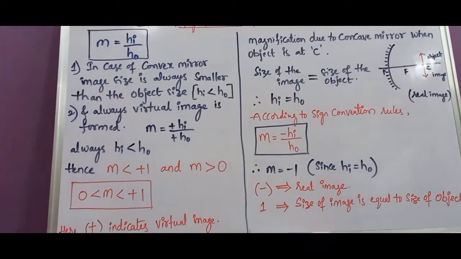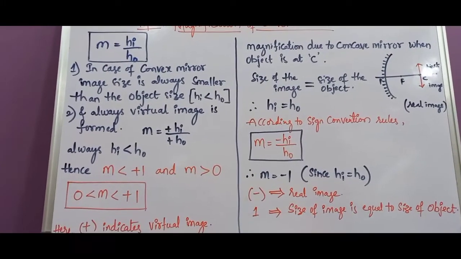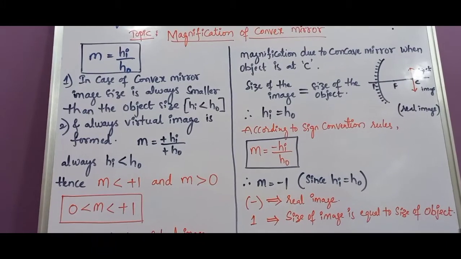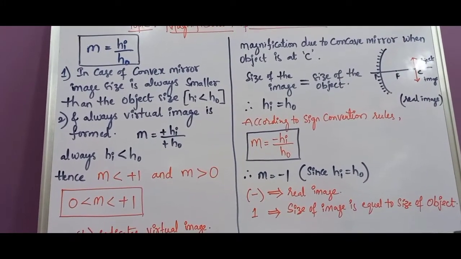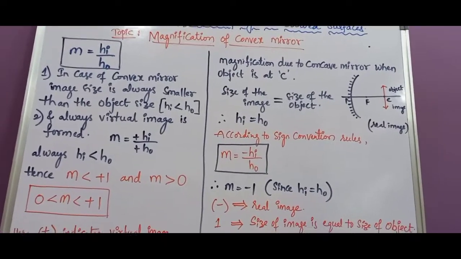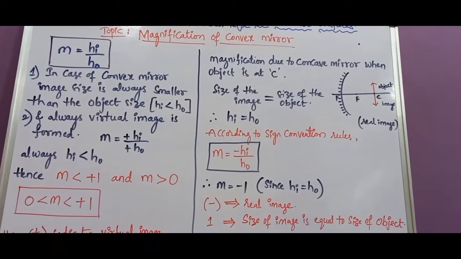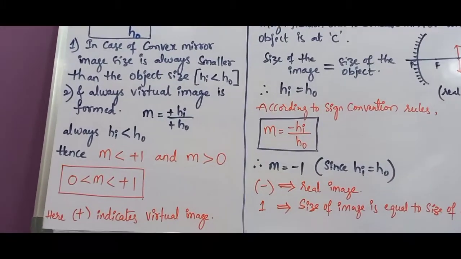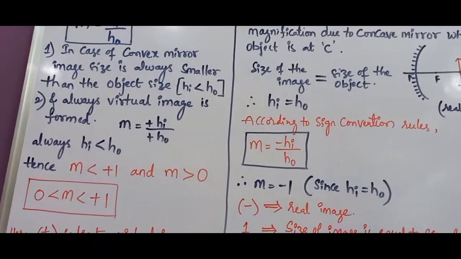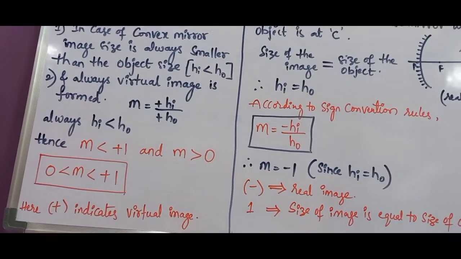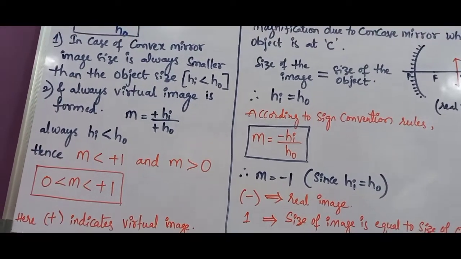Virtual image is formed. Hence, based on these 2 points, we can write the magnification formula for convex mirror as m is equal to plus hi by plus ho. Here hi, height of the image, is positive, and ho, object height, is also positive. Both of them are positive quantities here. Why? Because image and object both will be lying above the principal axis only. Always hi is less than ho according to the first point.